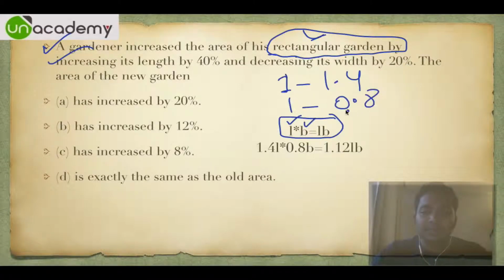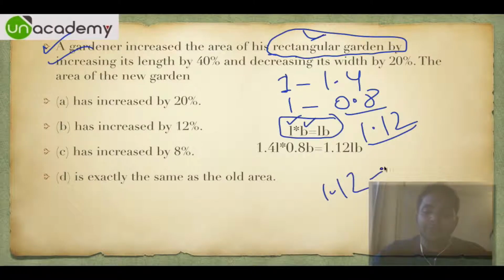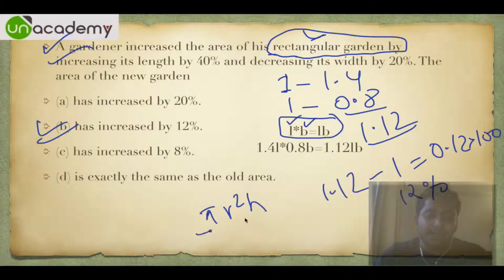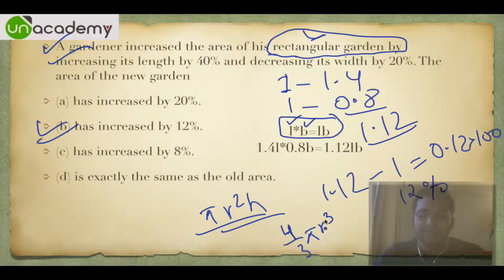So you multiply 1.4 by 0.8, it becomes 1.12. So 1.12 minus 1 equals 0.12, into 100 will be the percent, that is a 12% increase in area. It's as simple as that. In case they ask, let's say, for a cylinder, you must be knowing pi r square h. If they ask for a sphere, the sphere volume is 4 upon 3 pi r cube. So they can ask anything.